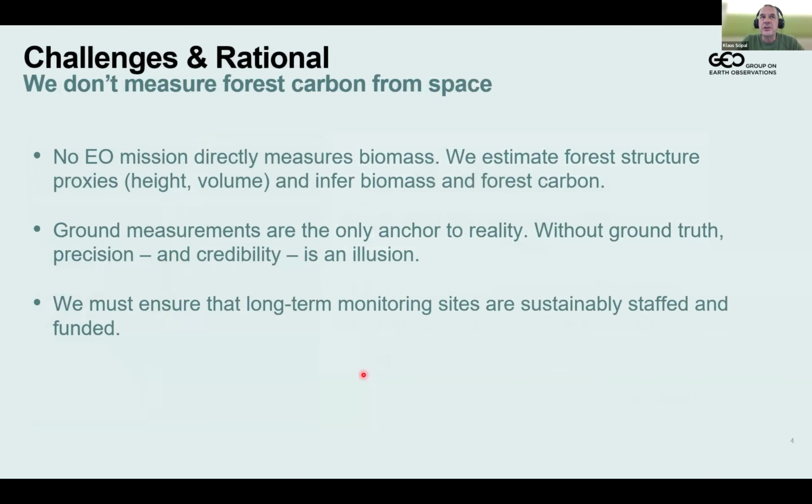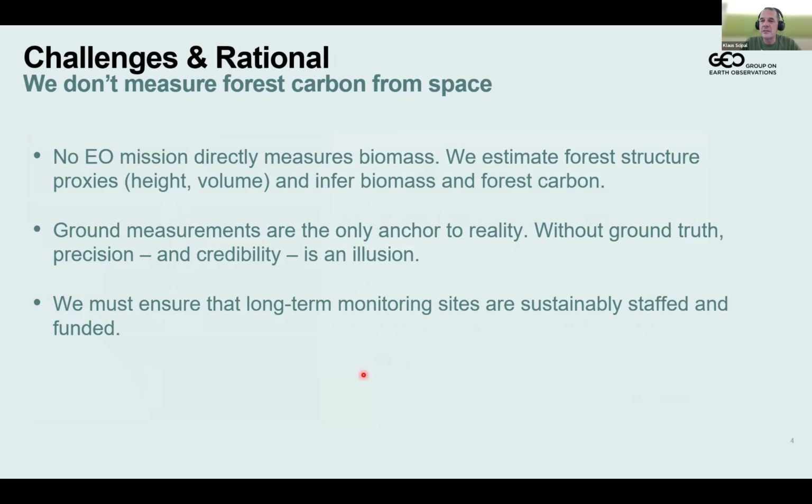Now, what is the challenge or the rationale where GEO-TREES comes in, or where the collection of ground-based measurements comes in? So, I said at the beginning, we live in a golden age. We have all these satellite tools. We have a demand. We have a scientific question. We have a societal question that we can address.